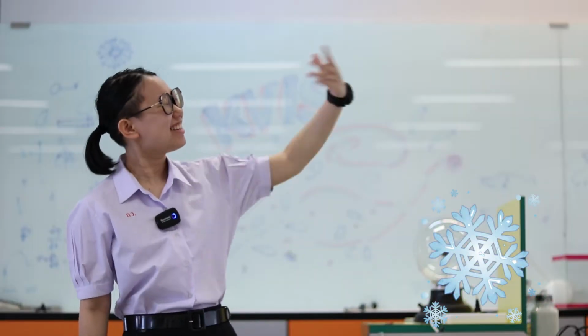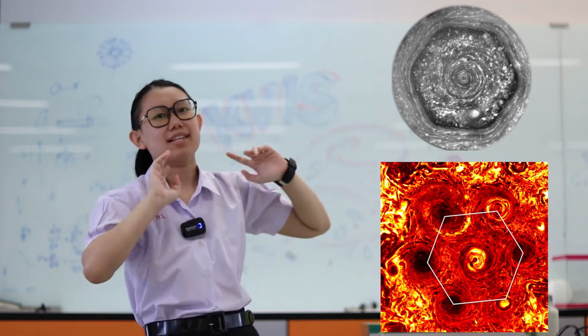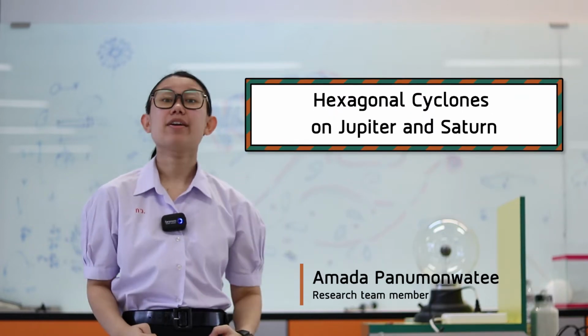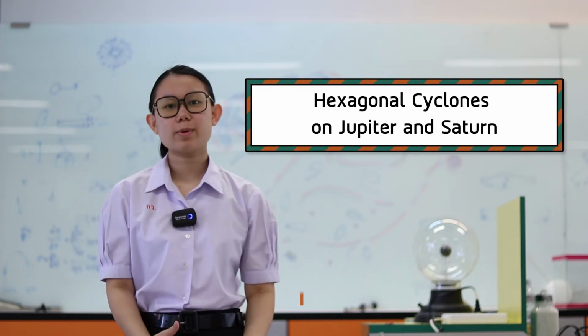This is hexagon. That is hexagon. And all there is hexagon. What is this? This is a hexagonal cyclone that occurs on Jupiter and Saturn. And this is the beginning of our project.